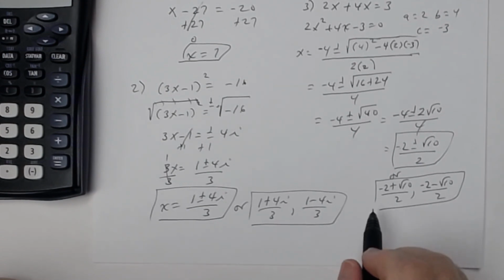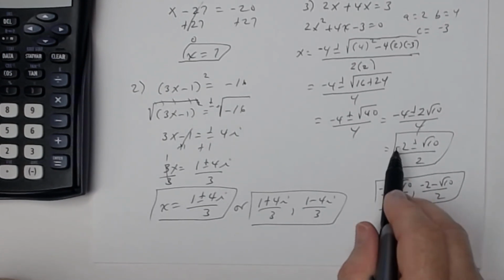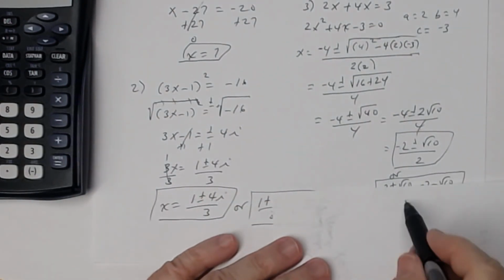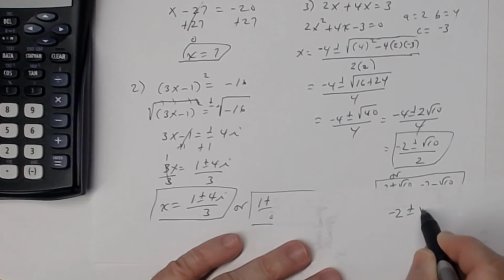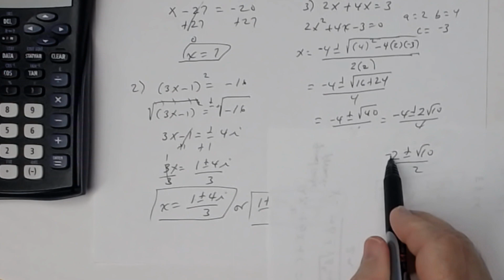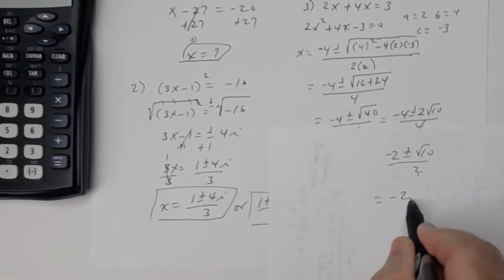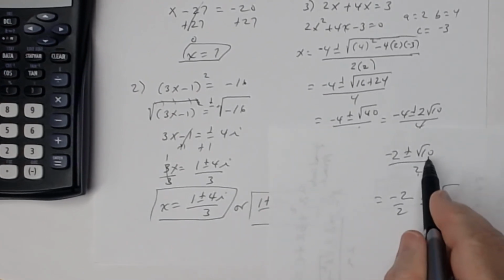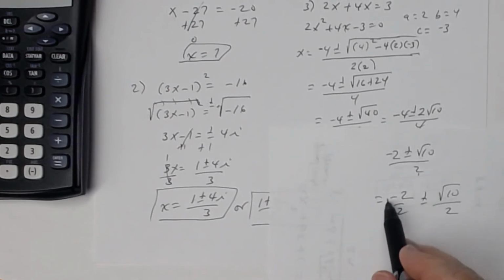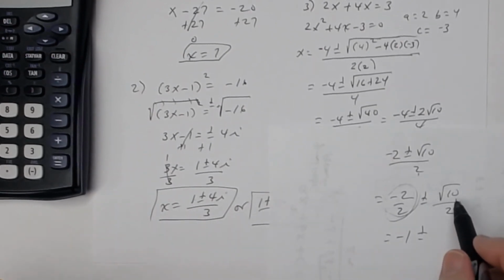Some students will go ahead and even write these as fractions. So in other words, let me go ahead and write this here. Let's say we had negative 2 plus or minus the square root of 10 divided by 2. What they would do is they would say, well, I'm going to take negative 2 divided by the denominator, plus or minus, and then take square root of 10 divided by the denominator. And then negative 2 divided by 2 is a negative 1, plus or minus. Now be careful. See, this is not a 10. That's a square root of 10.